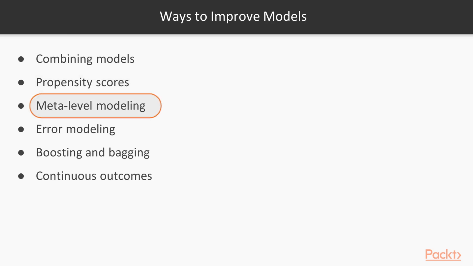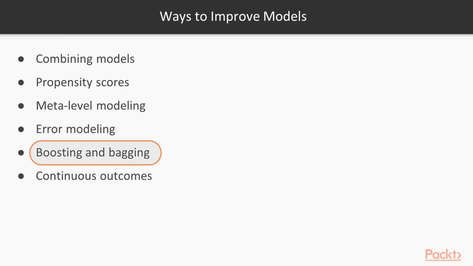After that, we'll talk about how to improve models by doing meta-level modeling, which is really taking the results of one model and putting them into another model. After that, we'll talk about error modeling and how to improve models that way. And then finally, we're going to talk about how to improve models by doing boosting and bagging. After that, we're going to change gears, and instead of talking about how to work with categorical outcomes, we'll talk about how to work with continuous outcomes.